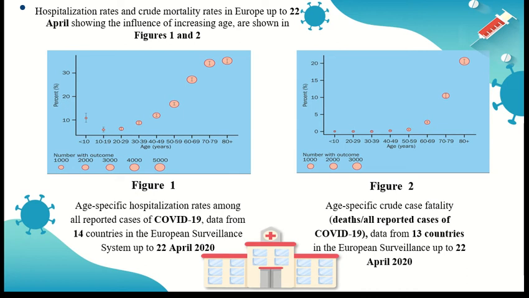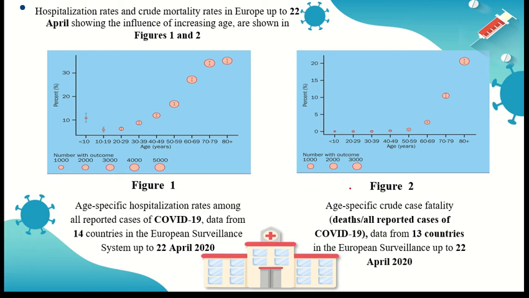Hospitalization rates. Hospitalization rates and crude mortality cases in Europe up to 22 April, showing the influence of increasing age, are shown in Figure 1 and Figure 2. You can look in Figure 1 at the age-specific hospitalization rates among all reported cases of COVID-19. It is the data from 14 countries in the European surveillance system up to 22 April 2020.